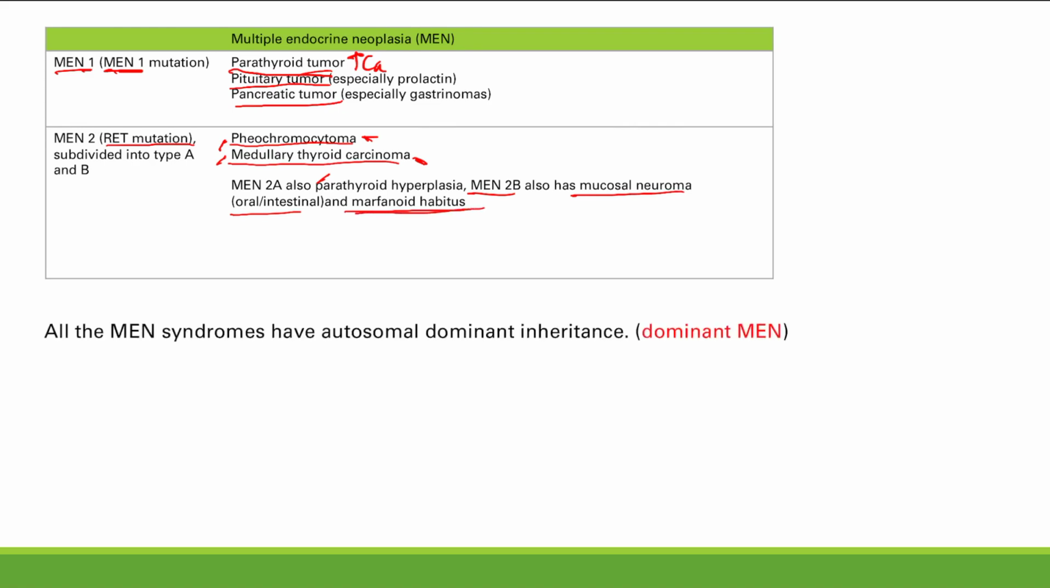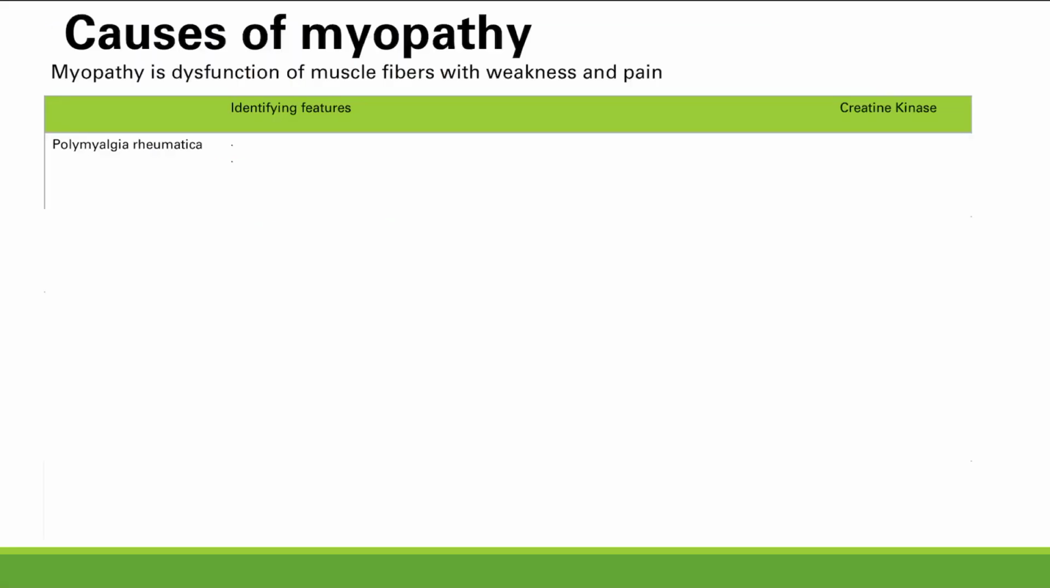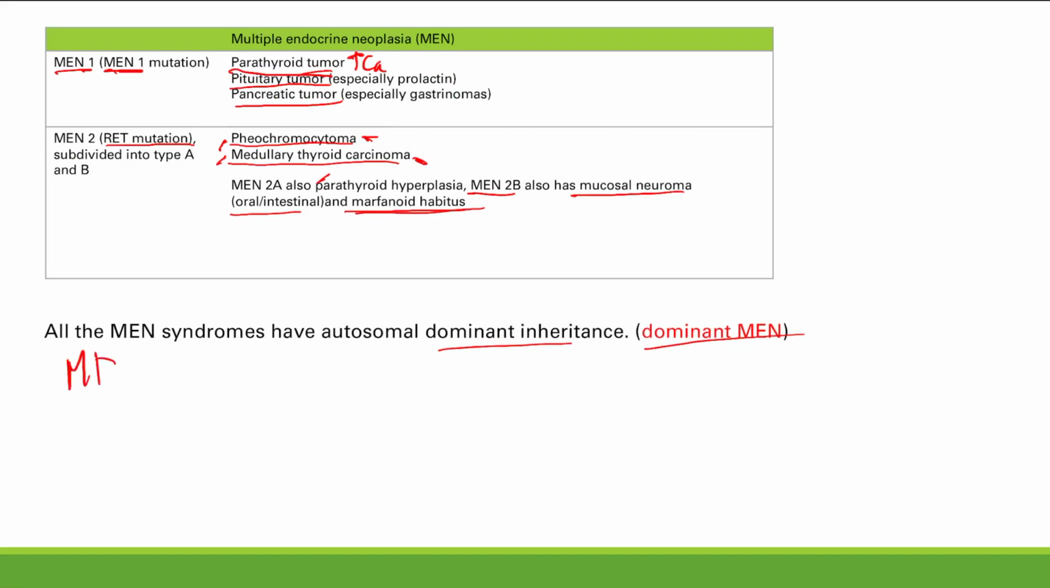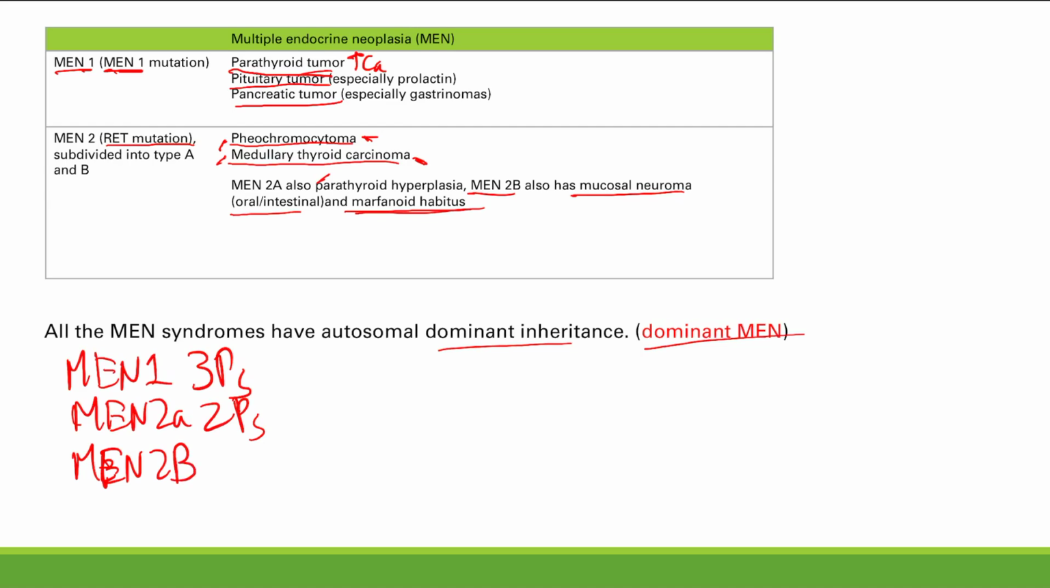Just to make it easier to remember, all of these have autosomal dominant inheritance, so just remember dominant men. And then MEN1, as you can see, has 3 P's. MEN2A has 2 P's. What were the 2 P's? We see pheochromocytoma, parathyroid hyperplasia. MEN2B has 1 P, just the pheochromocytoma.